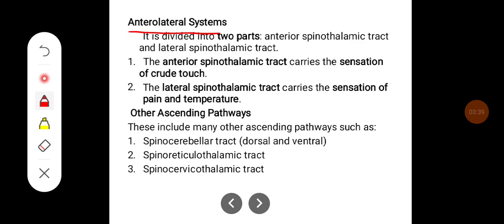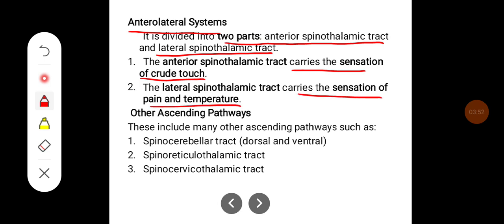Anterolateral system is further divided into two parts: the anterior spinothalamic tract and lateral spinothalamic tract. Anterior spinothalamic tract carries sensation of crude touch, and the lateral spinothalamic tract carries sensation of pain and temperature. The other ascending pathways include spinocerebellar tract, which includes dorsal as well as ventral, spinoreticulothalamic tract, and spinocervicothalamic tract.